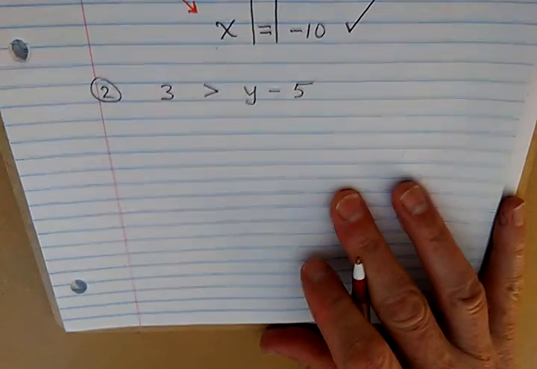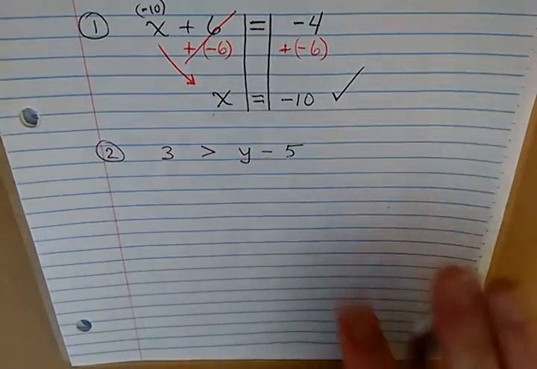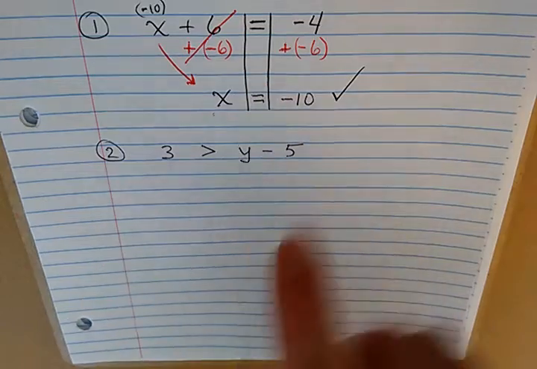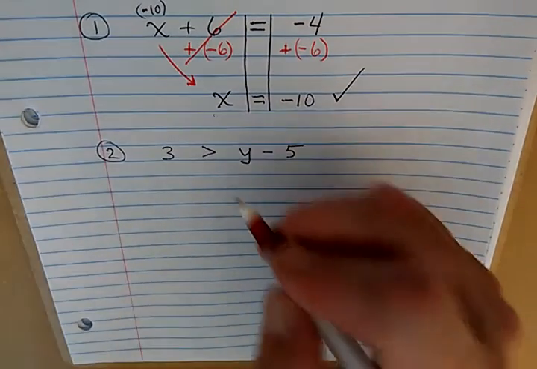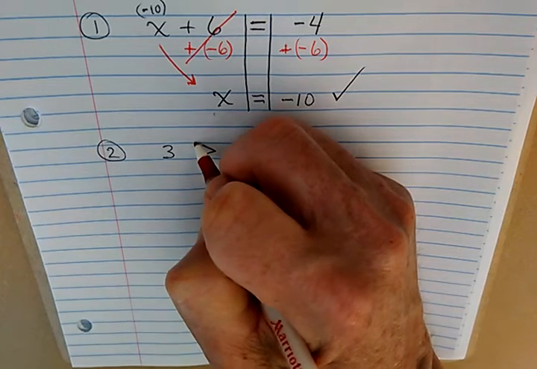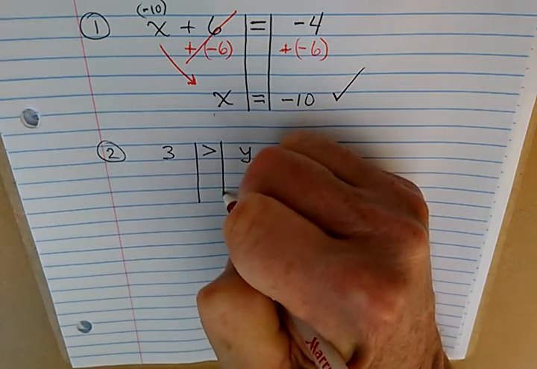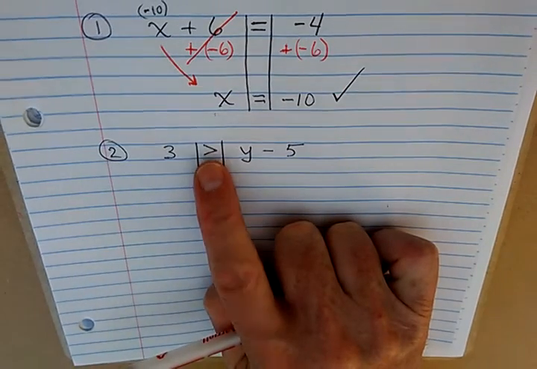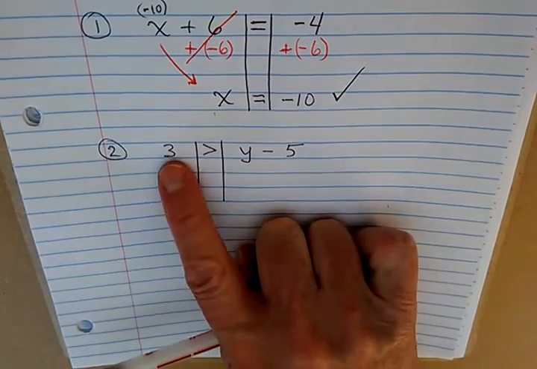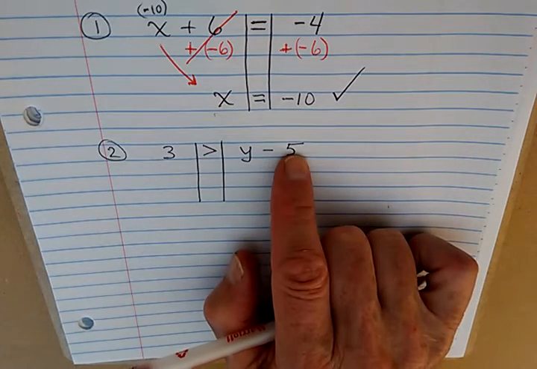All right, we want to solve this inequality. And just like we drew train tracks up here for number 1, we're going to draw train tracks for this inequality. And where we do that is right here at the inequality symbol, the greater than symbol. Did I say less than earlier? I don't know. This is a greater than, right? 3 is greater than y minus 5.